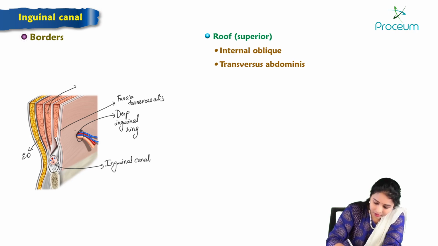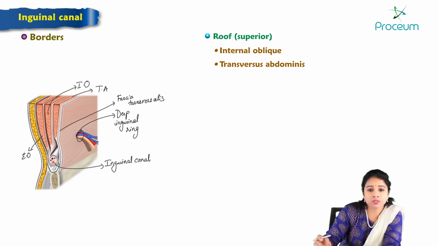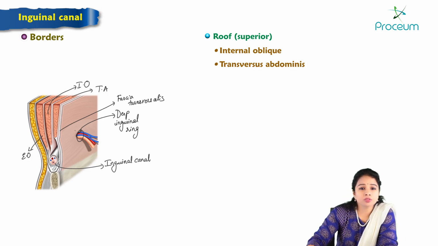And this muscle is the internal oblique muscle, and deep to internal oblique is the transversus abdominis muscle. So internal oblique and transversus abdominis muscle form the roof or the superior boundary of the inguinal canal.